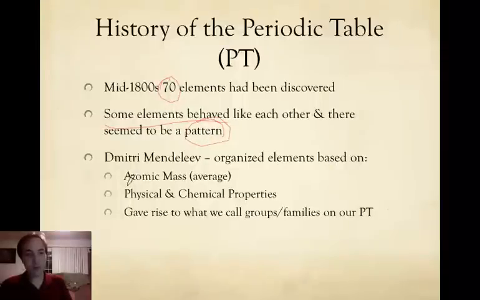So Mendeleev was able to, first of all, organize it by atomic mass. So you take all the elements, sorted them out by atomic mass. We'd call this average atomic mass today. And then he also took into account physical and, more importantly, chemical properties. So how the elements reacted. Sorting things this way gave rise to what we call today the groups or families, meaning the columns that we see on the periodic table. So Mendeleev is the guy who's responsible for that whole column organization that we see.